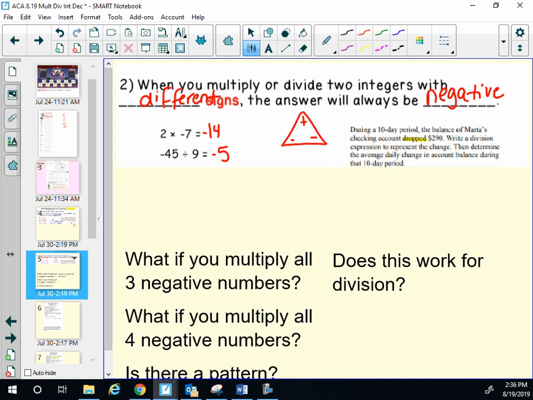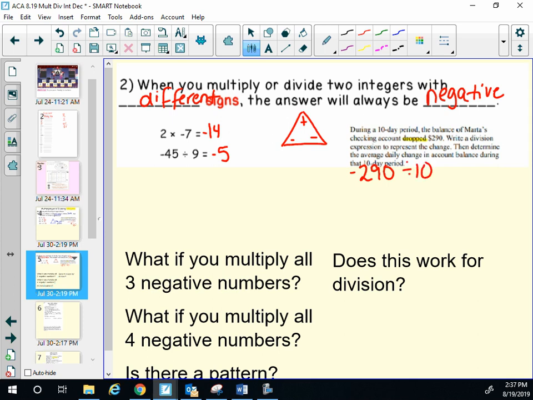During a 10-day period, the balance of Martha's checking account dropped $290. Write a division expression to represent the change. Then determine the average daily change in her account balance during that 10-day period. So if it dropped 290, how would I write that? Negative 290. And if I'm wanting to figure out for one day, that was for 10 days, what do I need to do? Divide by 10.